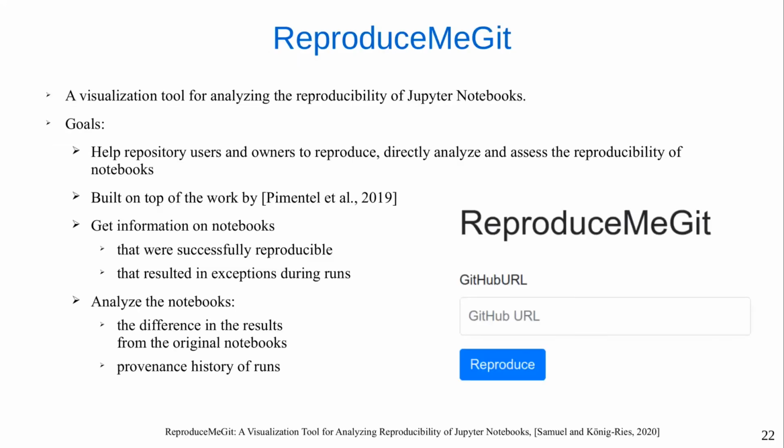So here we present Reproduce Me Git, which is a tool where users can examine any GitHub repository and obtain an extensive analysis of different aspects of notebooks, including their structure and reproducibility features. The goal of this tool is to help repository users and owners get an overview of the reproducibility of notebooks in a selected repository by providing information on the number of notebooks that were successfully reproducible, errors that occurred during the execution, the difference in the results from the original notebooks, provenance history of runs, etc.